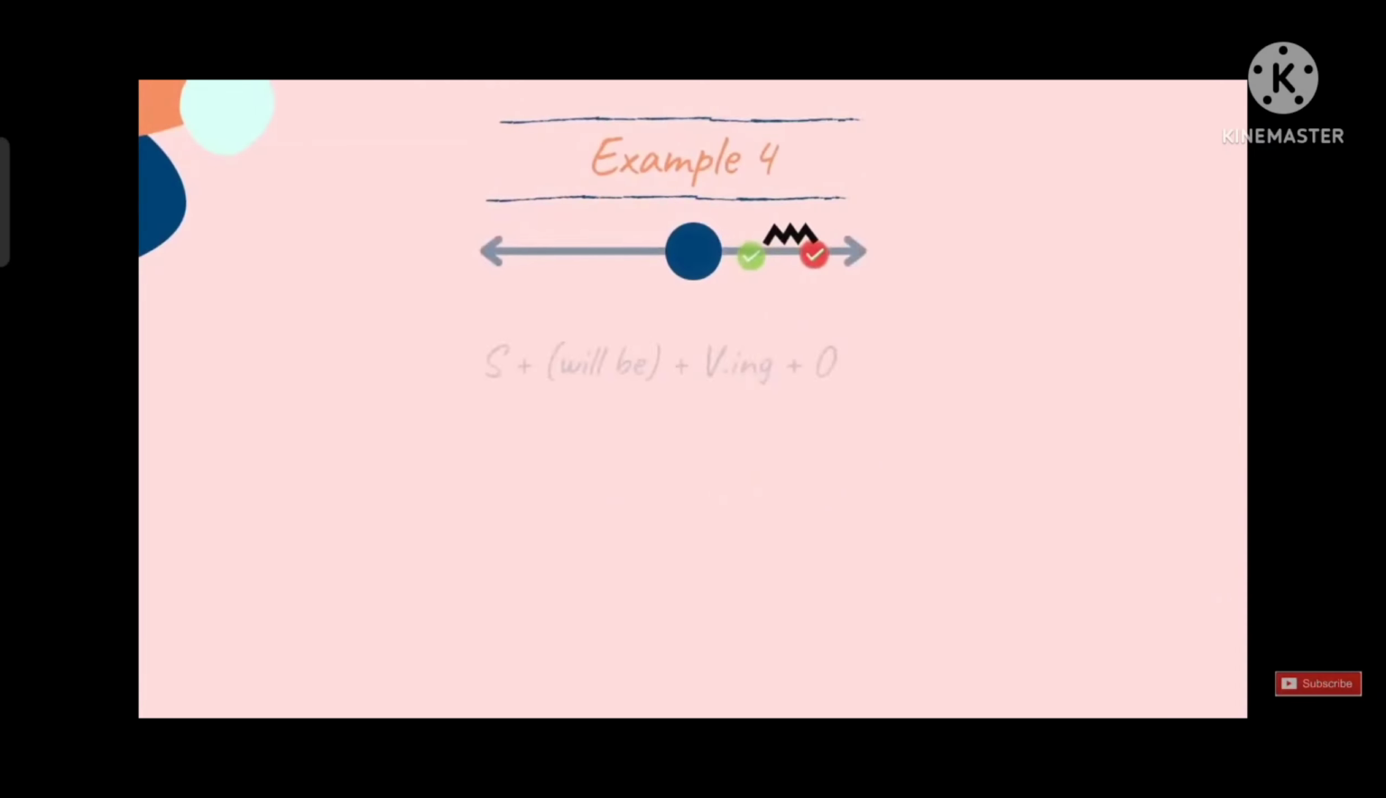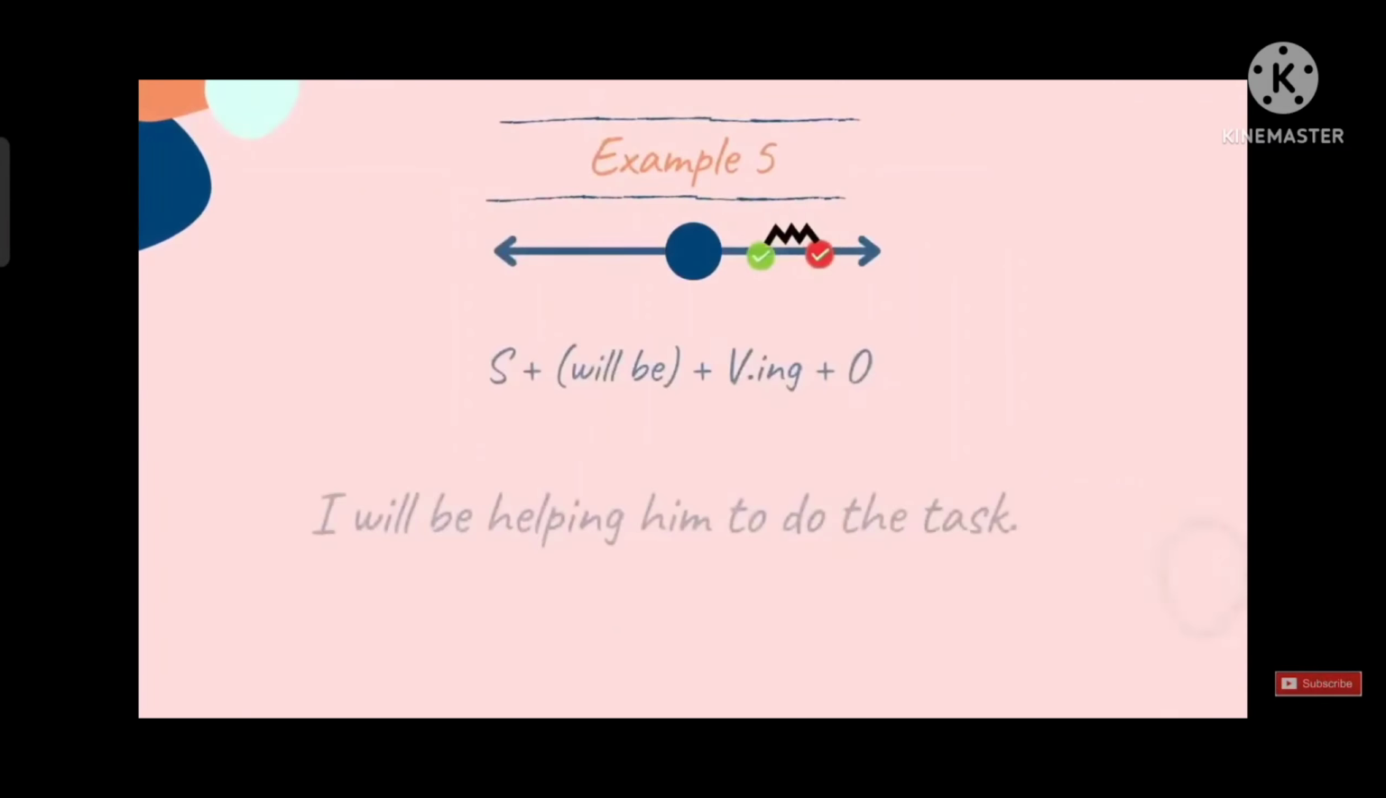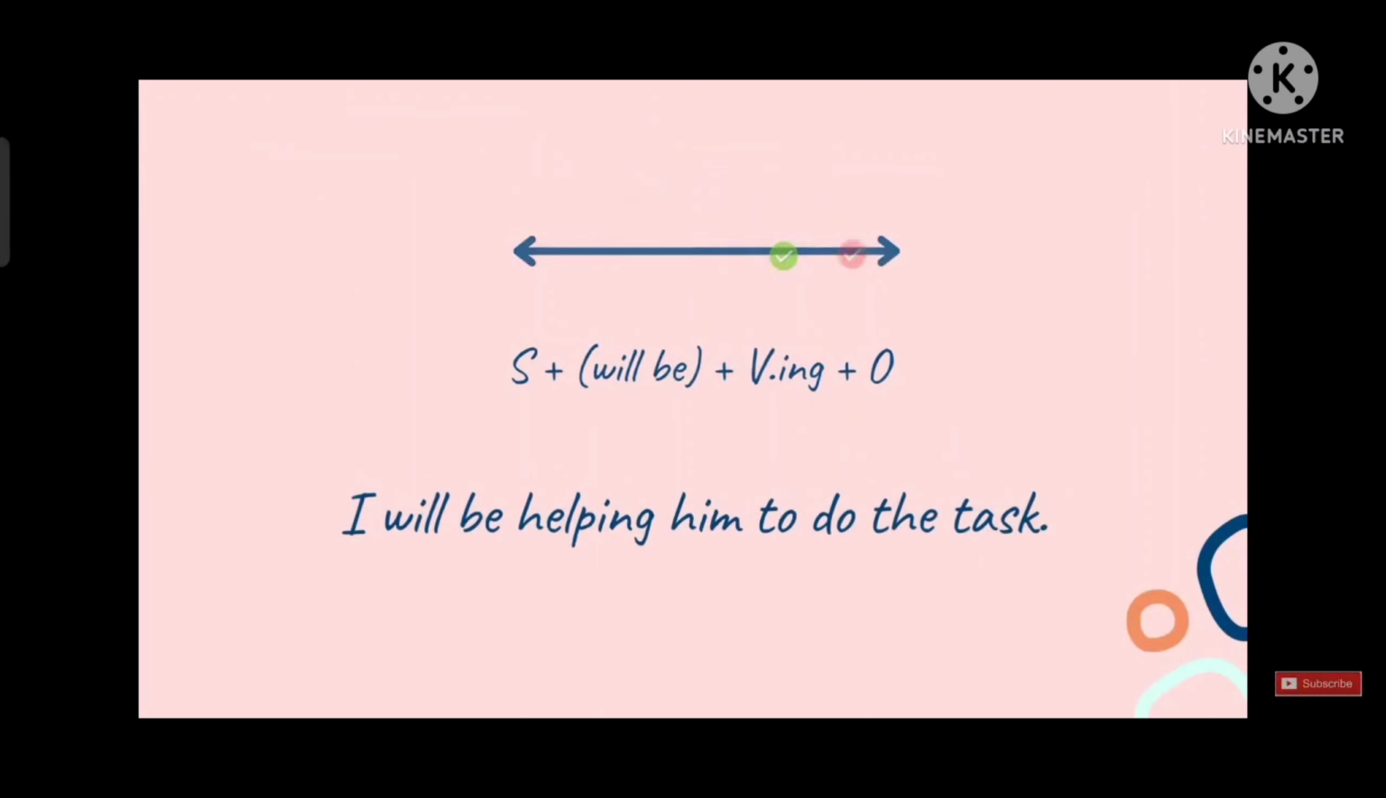Let's look into next example. We will be shopping in that market this Monday. As the activity will be a continuous activity of shopping, we will use future continuous tense here. Notice the structure and timeline carefully in this sentence. Let's look into next example. I will be helping him to do the task. As the activity will be a continuous activity of helping, we have used future continuous tense here. So finally, we have learned how to write a future continuous tense.